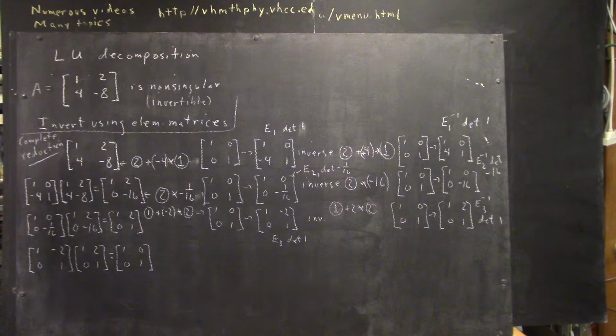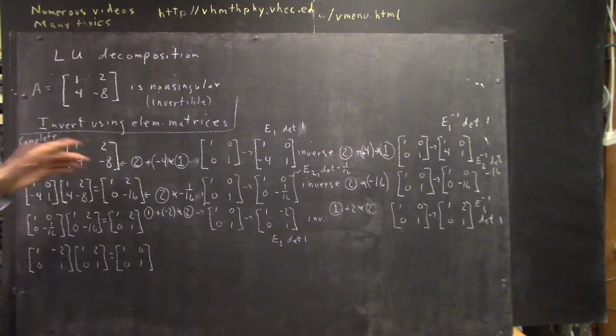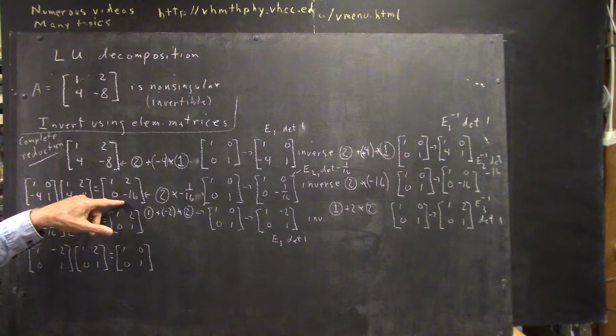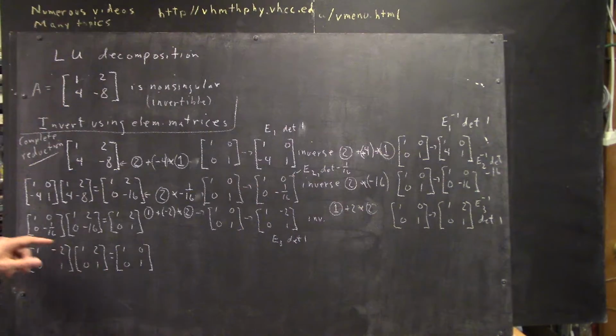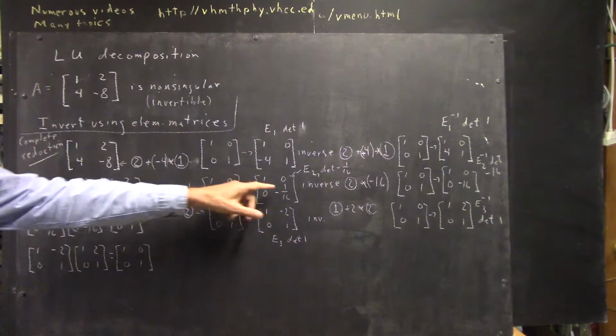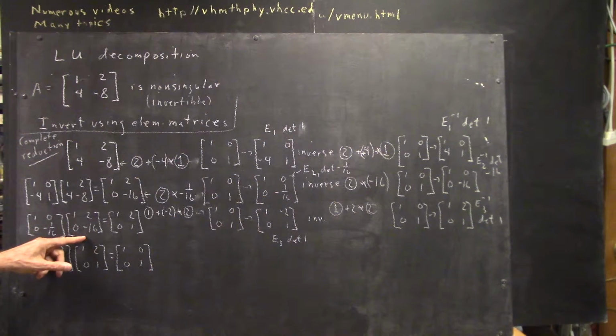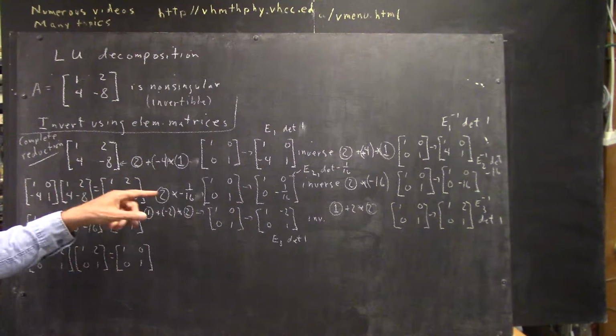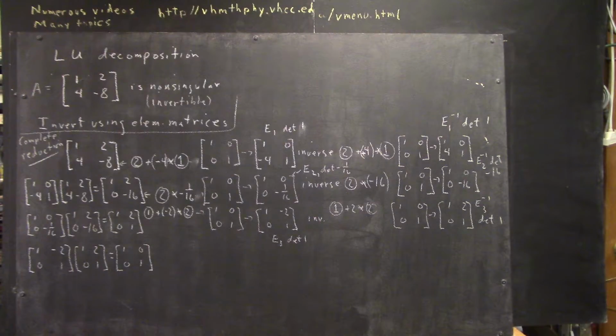Next step, let's complete this step. Let's multiply this matrix by this and see that it works out. Okay, so here's this matrix. Here's your E2 elementary matrix, and we multiply it, and it gives us exactly the same thing as if we'd multiplied the second row by negative 1/16.